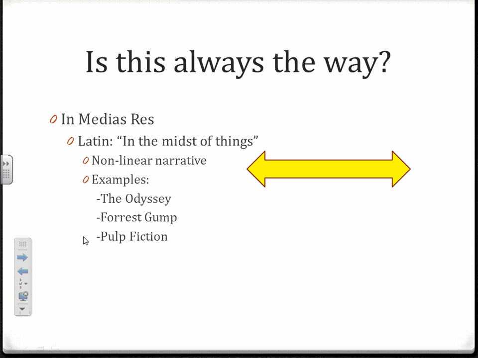Forrest Gump, right? He starts on that bench. Sitting on that bench, waiting for a bus. And us as viewers or readers, if you read the book, don't know what's going on. We don't have any background story.